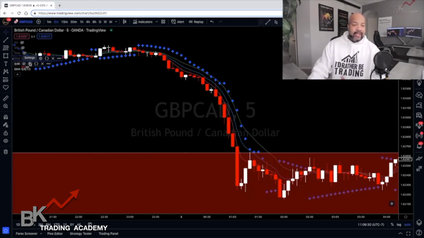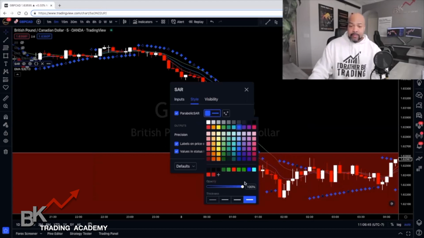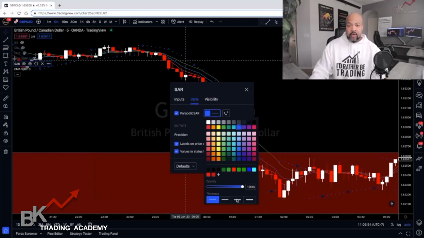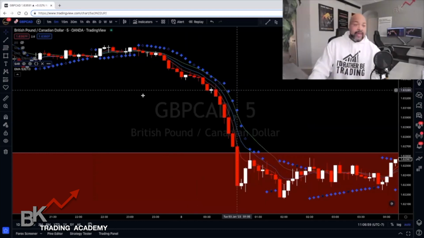So if I hit my settings for the Parabolic SAR right here, you'll see an eye. If you click it, it will close it and go away. If you click it again, it will show it. But next to it is the settings button. If you hit settings, it will show you the style here. And I like to make mine blue. And right here where it says thickness, you can make that thicker or skinnier. You can see how it's getting real thin or thicker, right? And that way you can see it a lot clearer. It's completely up to you. But that's all you have to do.